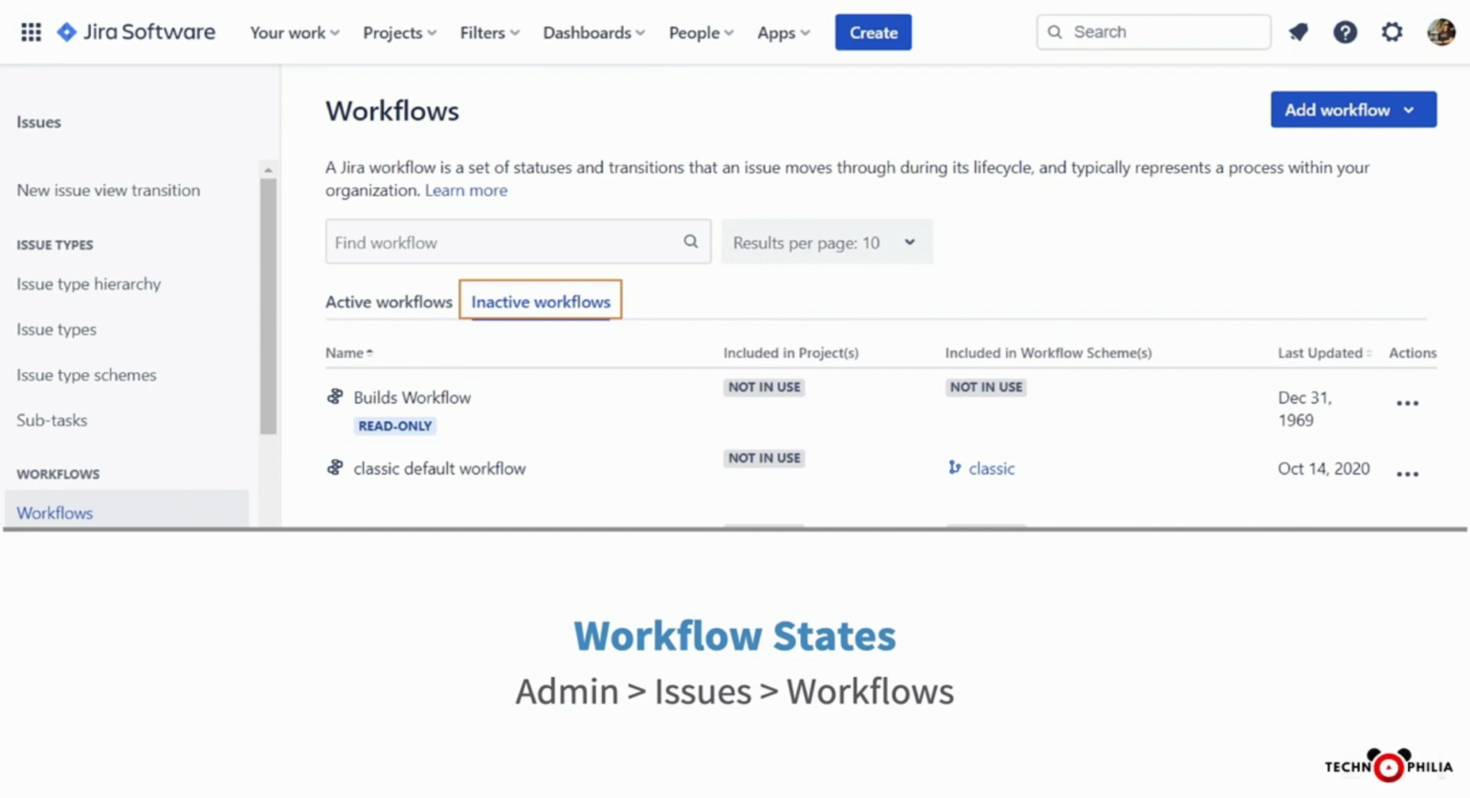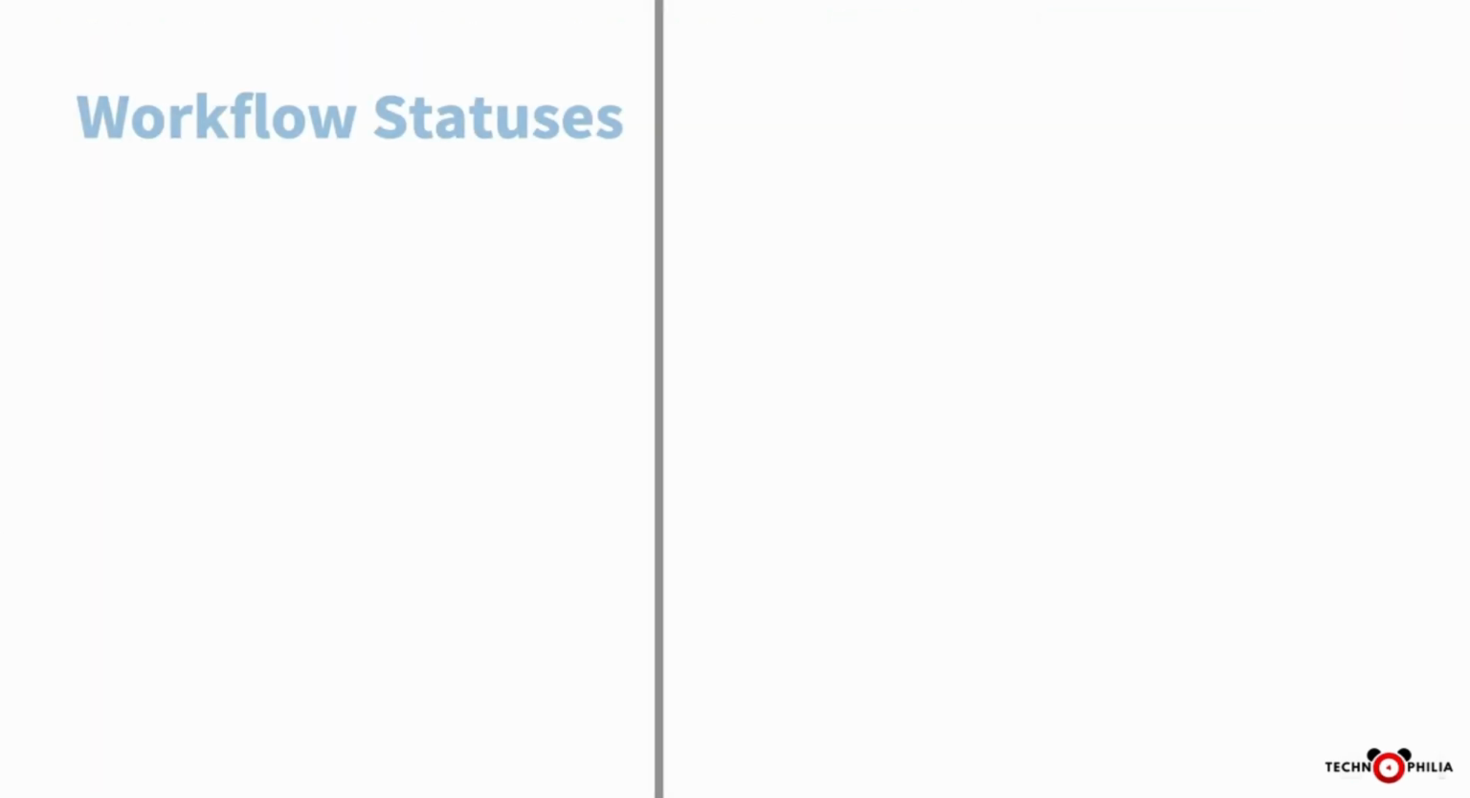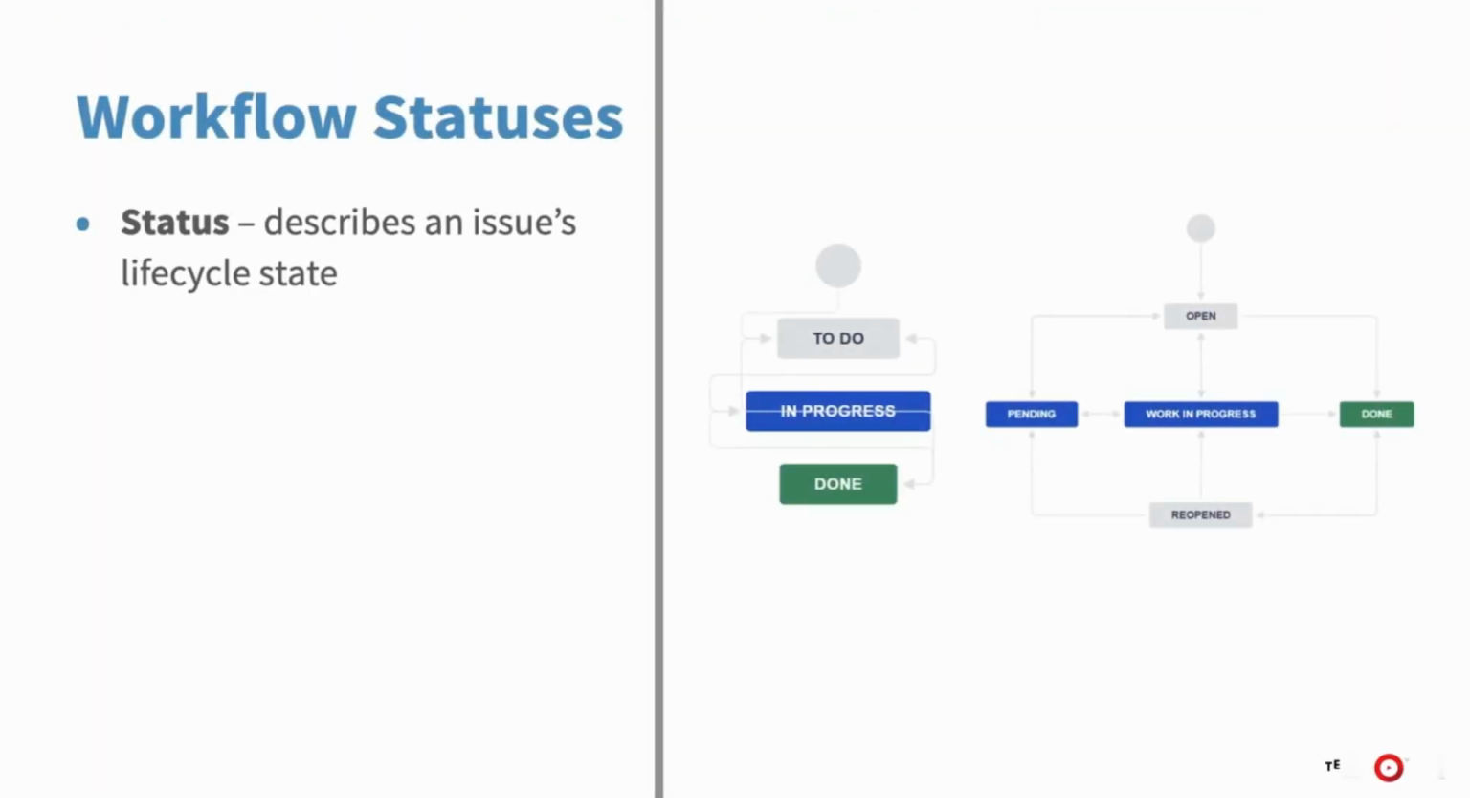In Cloud, click the Inactive Workflow tab at the top of the page. In Server and Data Center, there's an inactive section that expands at the bottom of the page. Let's dig deeper into statuses. As mentioned earlier, a status describes an issue's current lifecycle state.